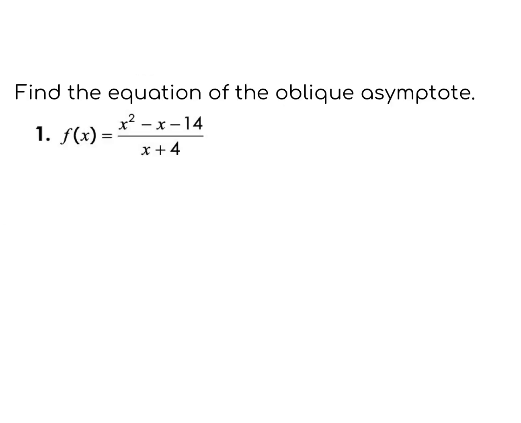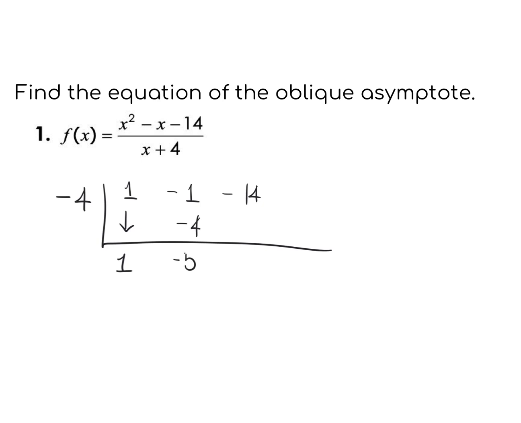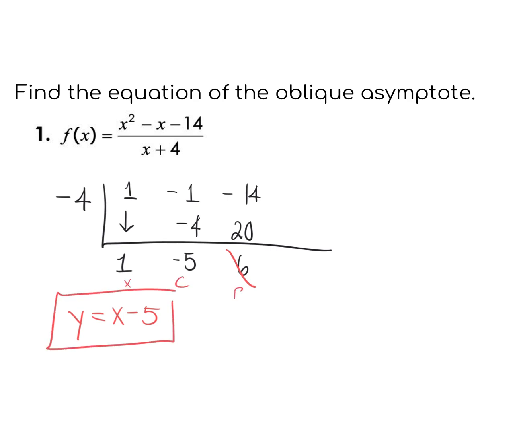Here we have to find the equation of the oblique asymptote, so we're going to use synthetic division. We have -4, divide by 1, and then we have -1, -14. Bring down the 1. 1 times -4 is -4. -1 plus -4 is -5. -4 times -5 is +20. And then -14 plus 20 is 6. So what you do here is you ignore the remainder, and your oblique asymptote will be y equals x minus 5. So you take your x value, your constant, and then the remainder.